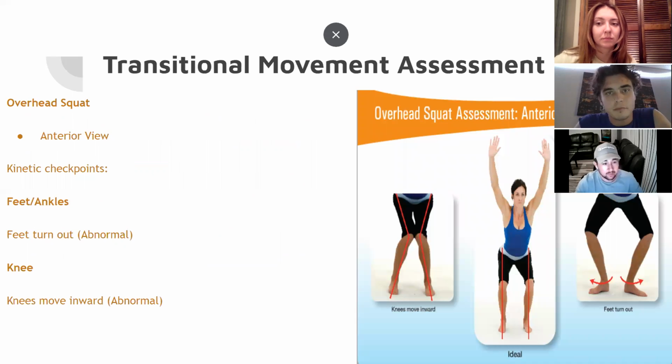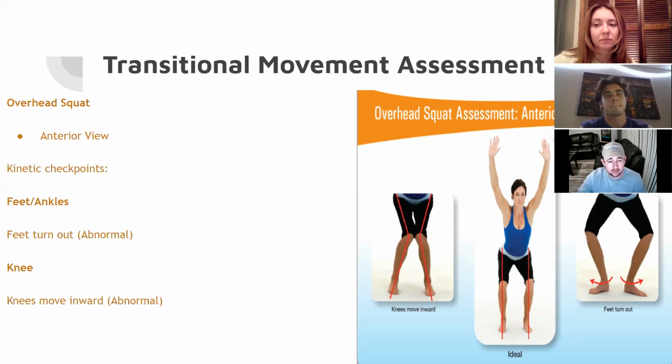Okay, so I'm just talking about the transitional movement assessment, and I'm just basically going over what you should be looking for when doing this. So starting with the overhead squat assessment from the anterior view, we want to go through a few kinetic checkpoints, starting with the feet and ankles.